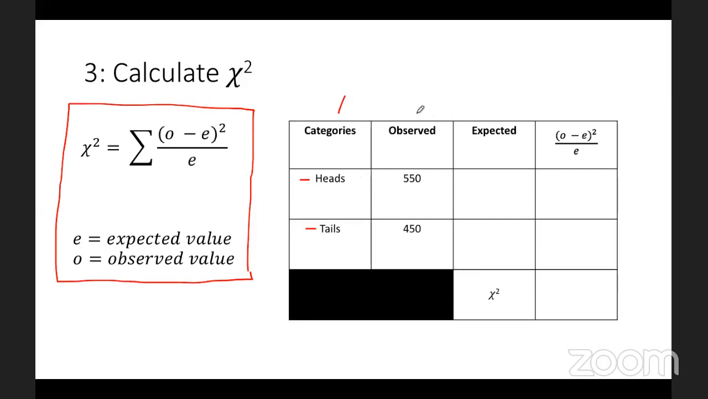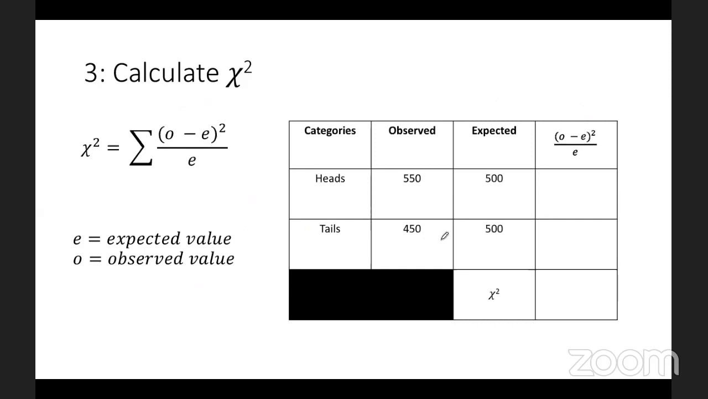The second column should be your observed values. The third column should be your expected values. And then the fourth should be your little plug-in of the chi-square statistic. All right, so we said that we observed 550 head tosses and 450 tail tosses. So I've filled that into my chart. We also calculated our expected values to be 500 and 500, assuming a fair coin. And then the last step, right? So this is our O and this is our E.